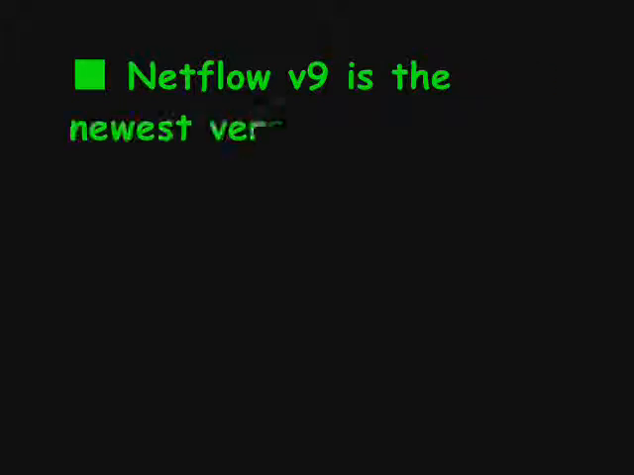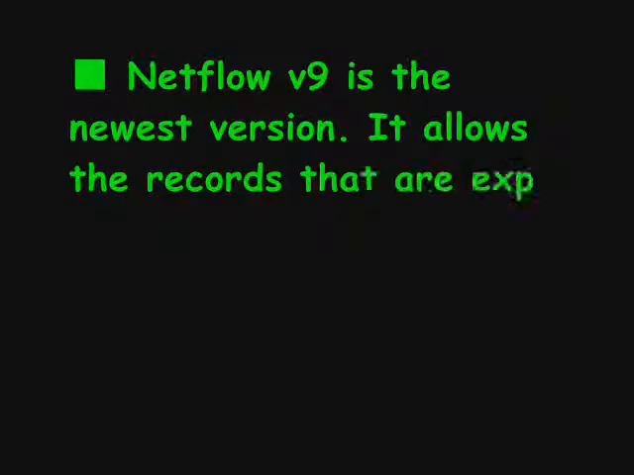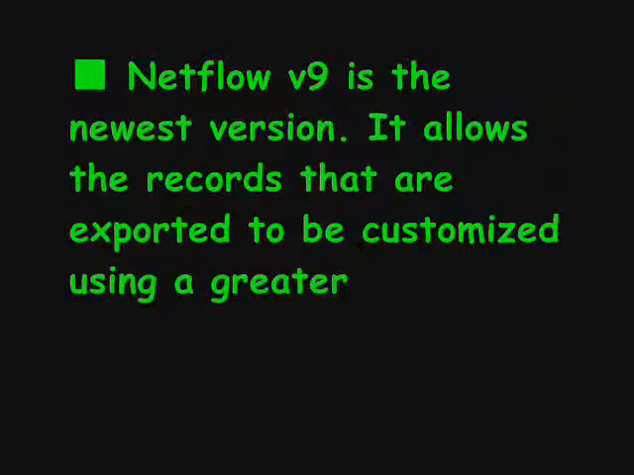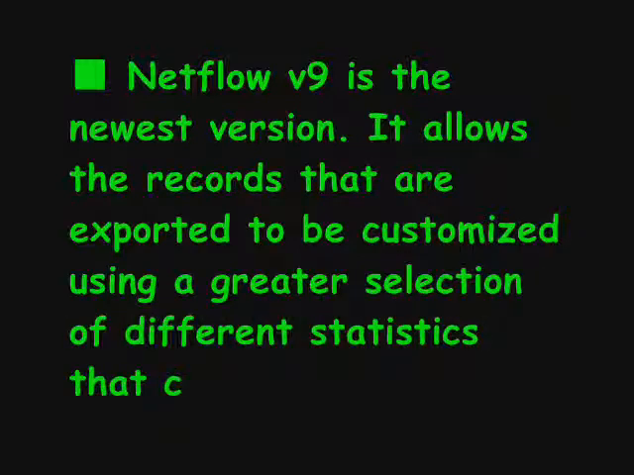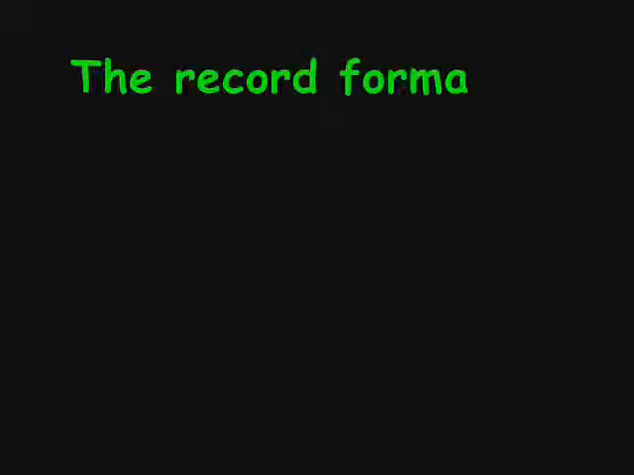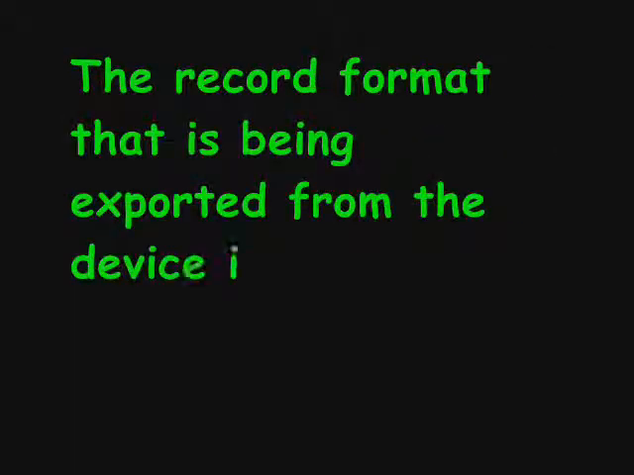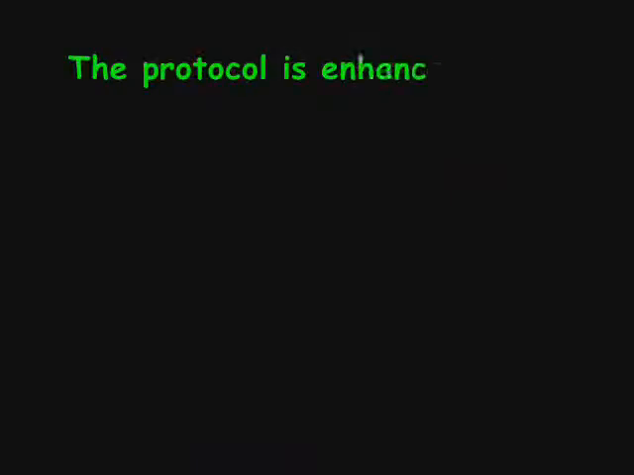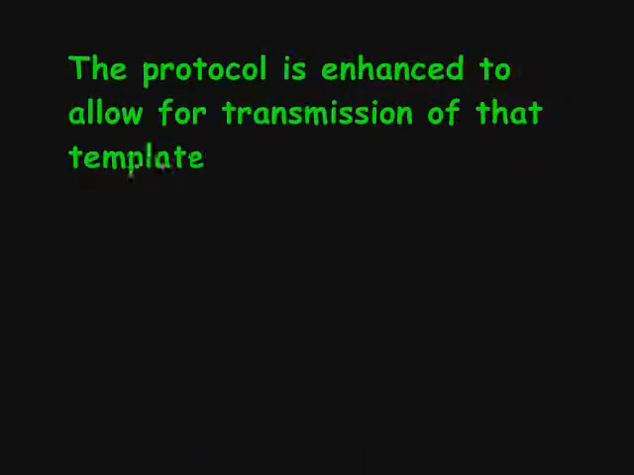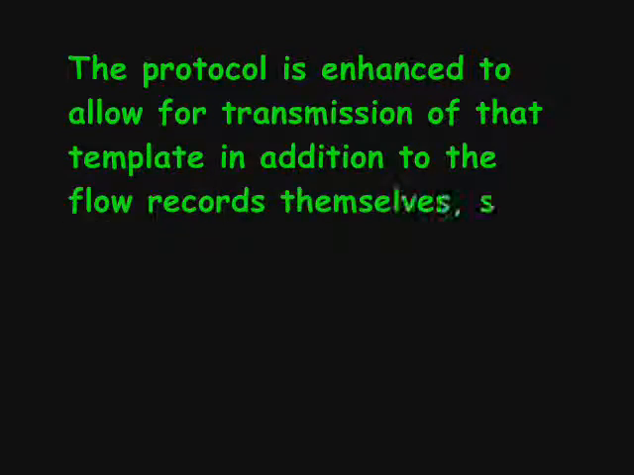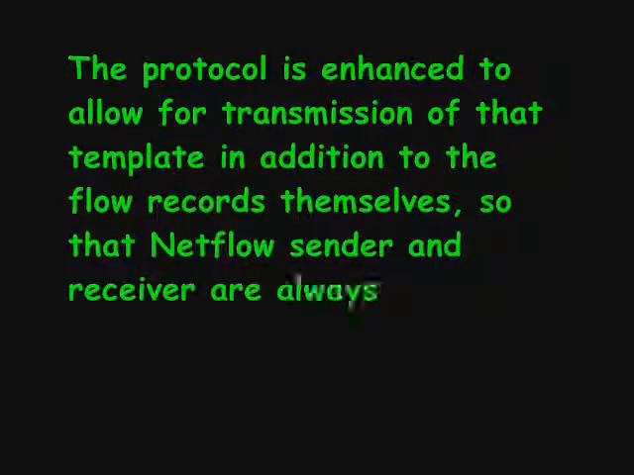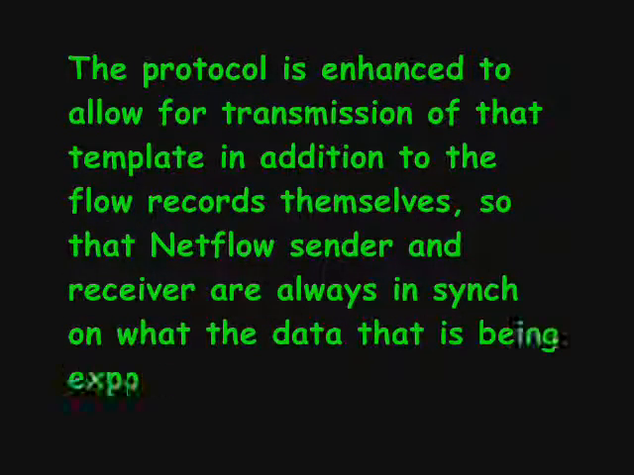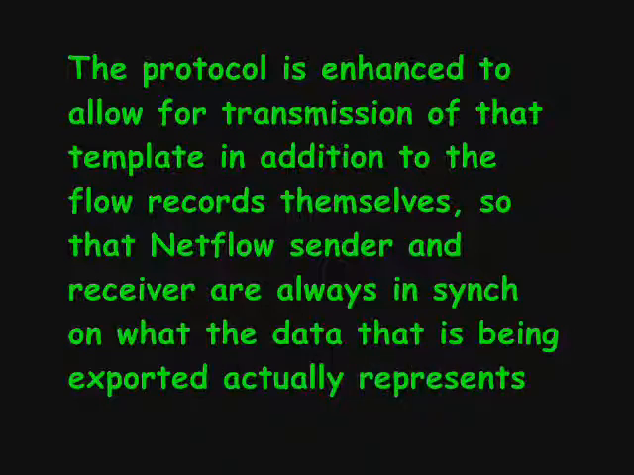Netflow version 9 is the newest version. It allows the records that are exported to be customized using a greater selection of different statistics that can be collected. The record format that is being exported from the device is defined using a special template. The protocol is enhanced to allow for transmission of that template in addition to the flow records themselves, so that Netflow sender and receiver are always in sync on what the data that is being exported actually represents.